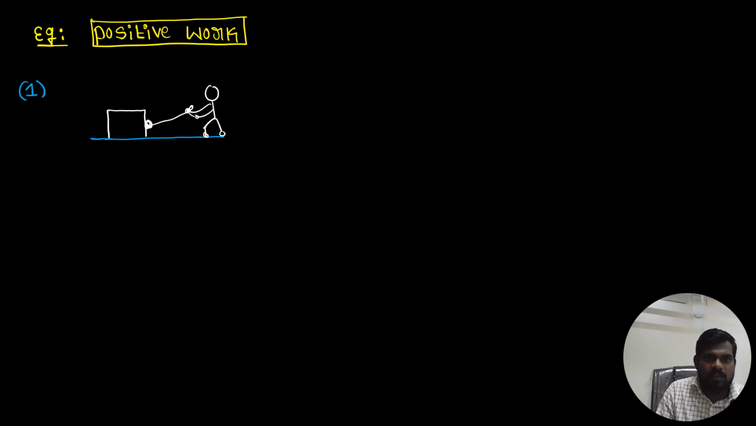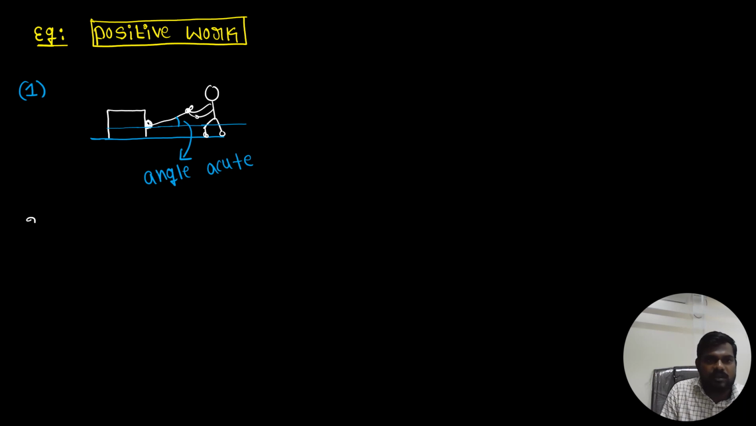If I am taking one line parallel to the surface of the earth, the angle between these two is acute. The angle in this case is acute, meaning the angle is between 0 and 90 degrees. The first point I told you: when the angle is acute, the work done is positive.